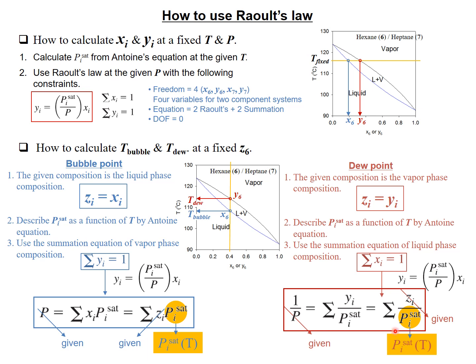Finally, we have obtained this equation: 1 over total pressure is equal to the summation of the given composition per saturated pressure. This is given, some value here, and Pi saturated is the only function having an unknown, that is the temperature. So this temperature is going to be the dew point. Then you can calculate the dew point.